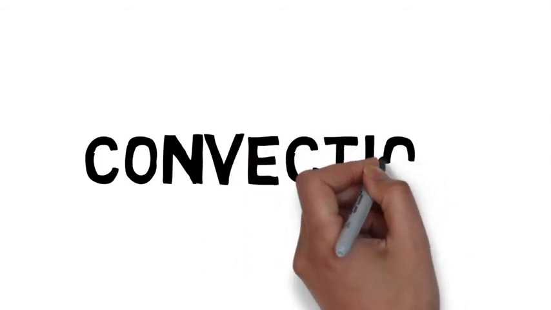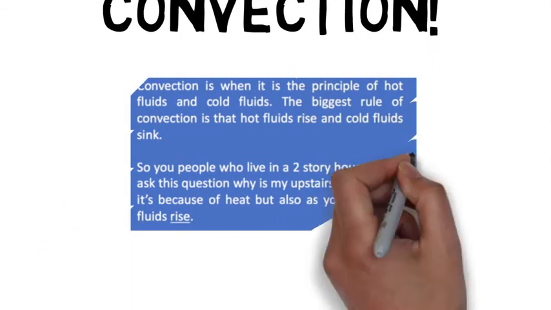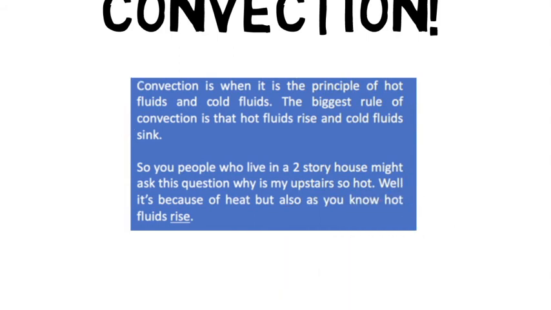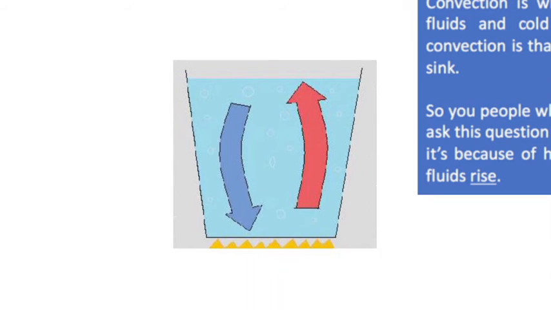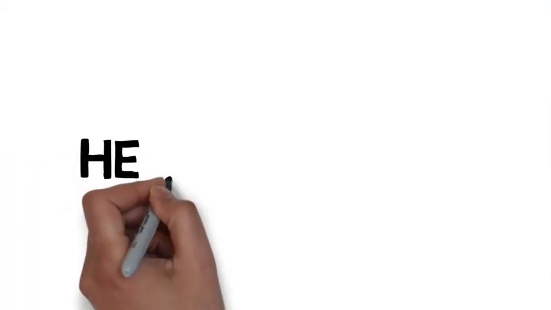of convection. So as you can see, convection right here is the principle of hot fluids and cold fluids. The biggest rule of convection is that hot fluids rise and cold fluids sink. So if you remember why the second story of a house is hot, it's because of convection. The hotter fluids rise and colder fluids sink.